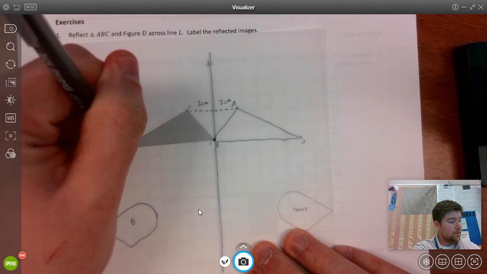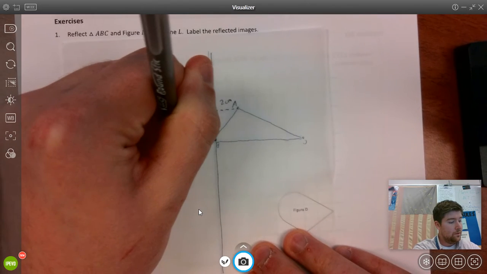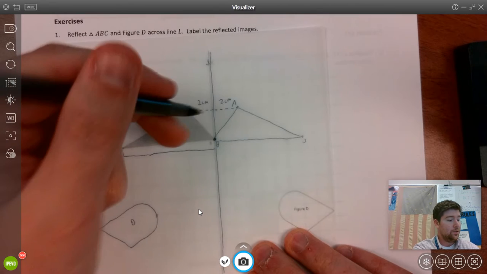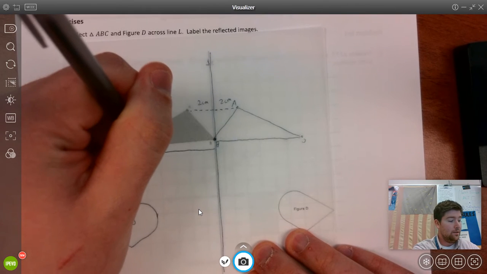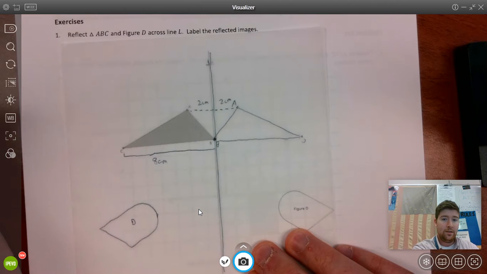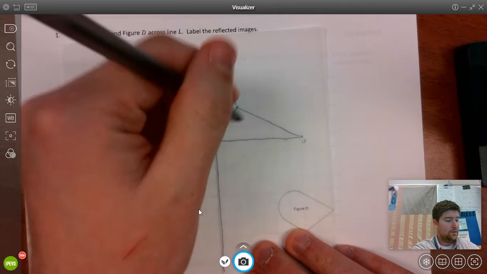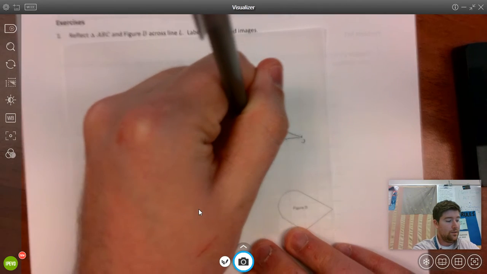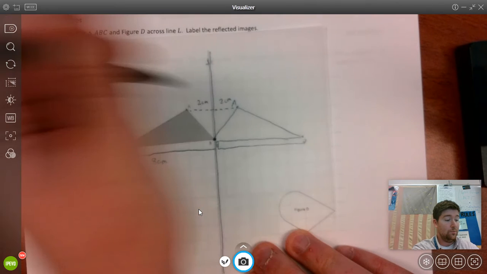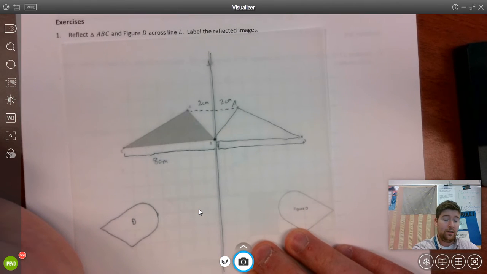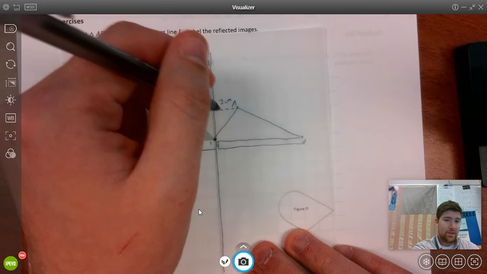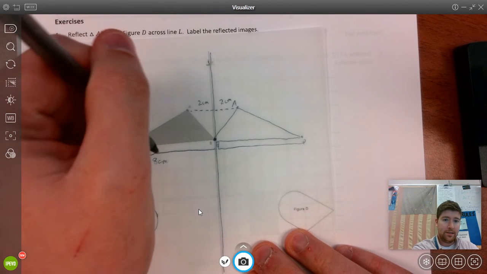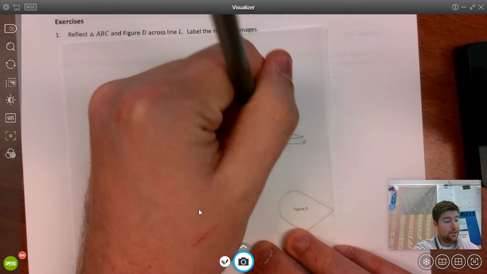So say C to the line of reflection is 8 centimeters. If that's the case, then what should be the distance from C prime to the line of reflection? Based on what we set up here, we should see that if this is 8, then this is also 8.